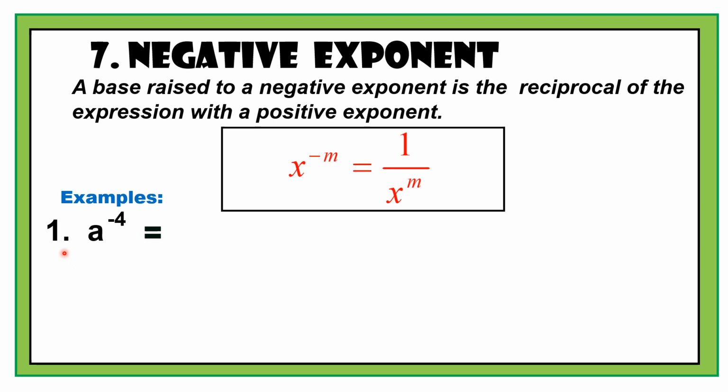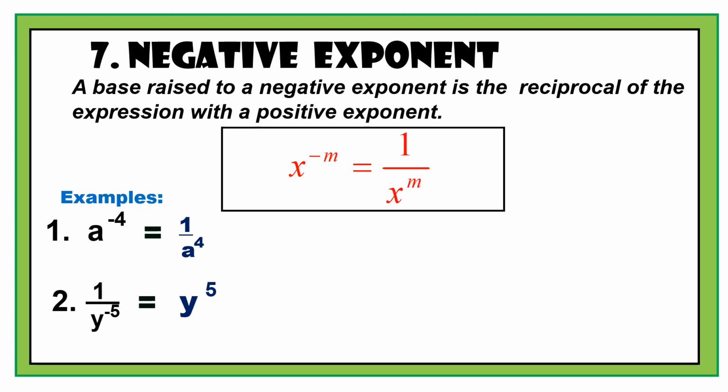So, we have A raised to negative 4. So, reciprocal ng A ay 1 over A. Then, susulat lang natin yung exponent, gagawin natin positive. So, ang answer is 1 over A raised to the 4th power. Number 2, 1 over Y raised to negative 5. So, ang denominator, ang exponent niya ay negative, so susulat lang natin siya sa numerator. So, magiging Y raised to the 5th power. So, yan na yung answer natin.